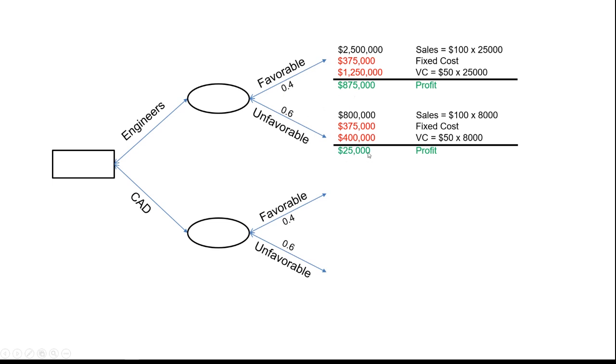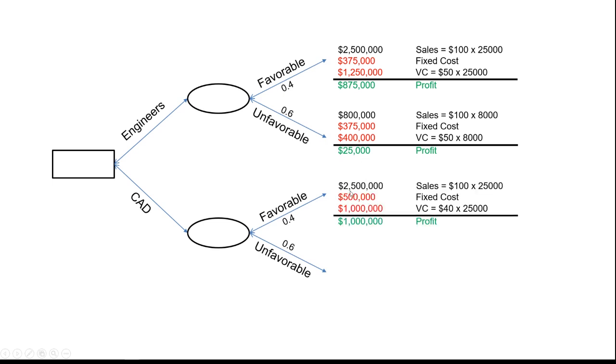Similarly, in the case of using the CAD software, if the market reacts favorably, then they make a total profit of 1 million. They have sales of 25,000 times 100, which is 2.5 million. The fixed cost is 500,000, and the variable cost for CAD is 40 and not 50, according to the question. So the total variable cost would be $40 times 25,000, a total of 1 million. If you subtract 1 million and 500,000 from 2.5 million, you end up with a profit of $1 million.